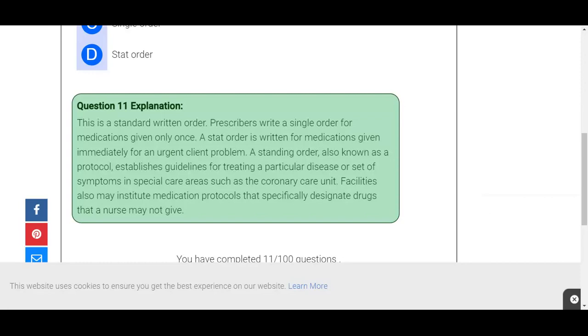And single order is the medications given only once. And stat is for urgent client problem. Okay.